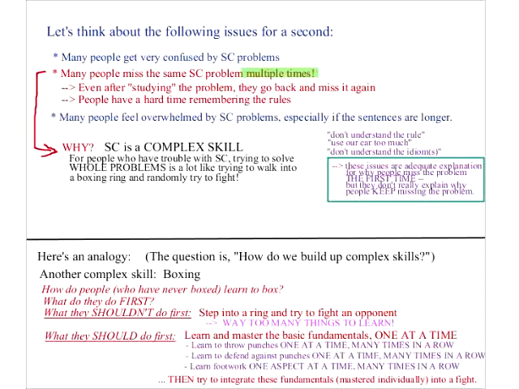All right, so we'll get there. We'll get what this means. In other words, the problem with sentence correction is the same thing as the problem with boxing. The problem is that there's too many things. If you try to learn too many things at once, you wind up learning nothing. That's the problem.